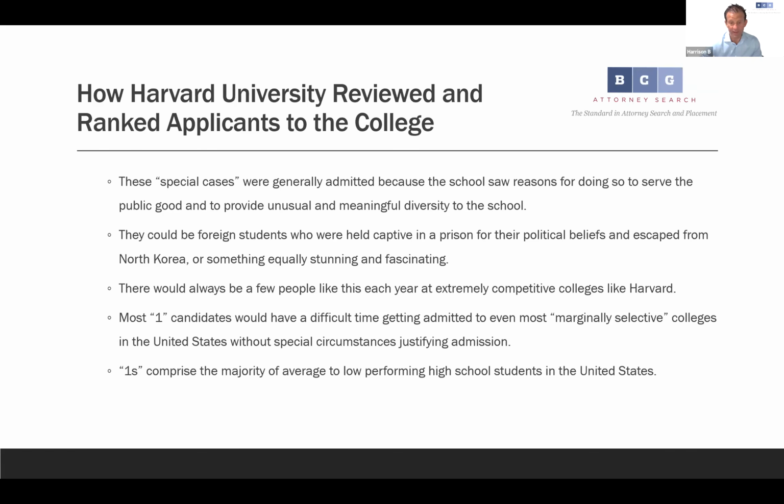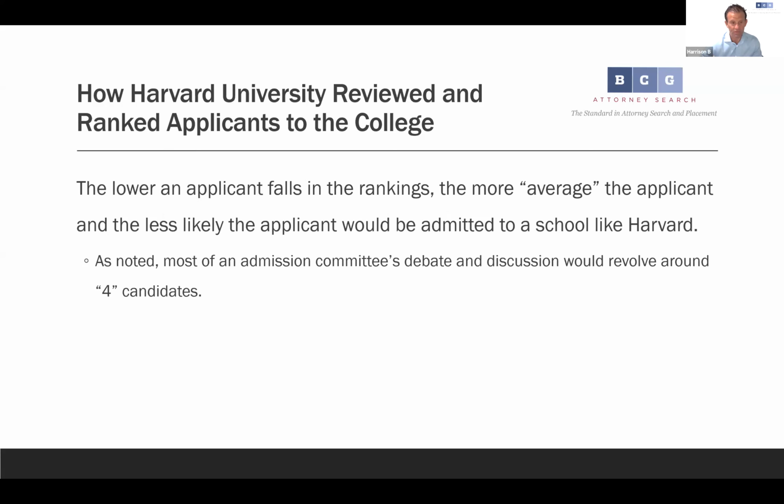If you're the child of a faculty member, you're not going to get into a school like Harvard if you're a 1. Even if you're a famous faculty member, you're not going to get in. And most 1 candidates probably wouldn't be able to get into most very selective colleges, but they could get into schools with an acceptance rate of 50% or more, which are the majority of students in the United States. So there's nothing wrong with any of this. A 1 would be more average for a super competitive school.